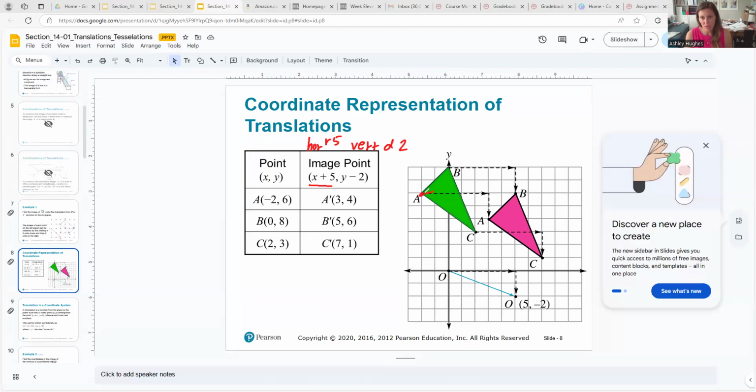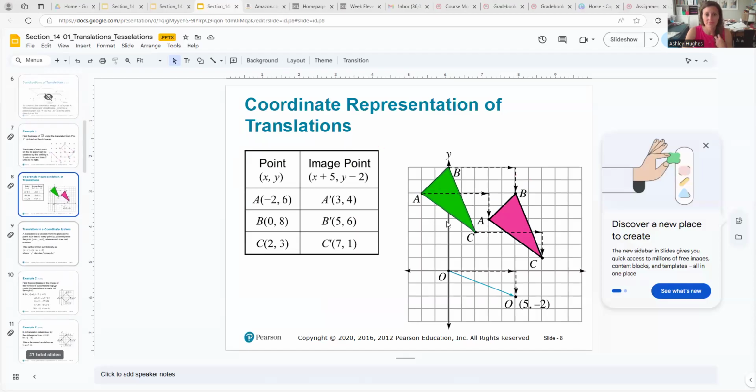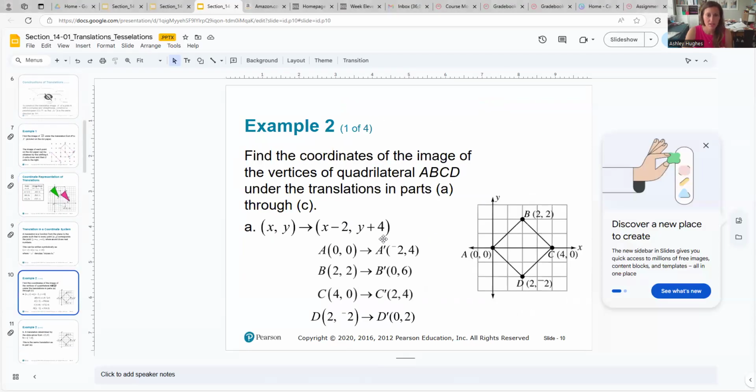So if you see that, that's what happens here. We go right 1, 2, 3, 4, 5, down 2, 1, 2. Then we took this point and we went right 5, down 2, and then here we went right 5, down 2, and then we make this new image. This pink triangle is the translation of that green triangle. That's what they're talking about.